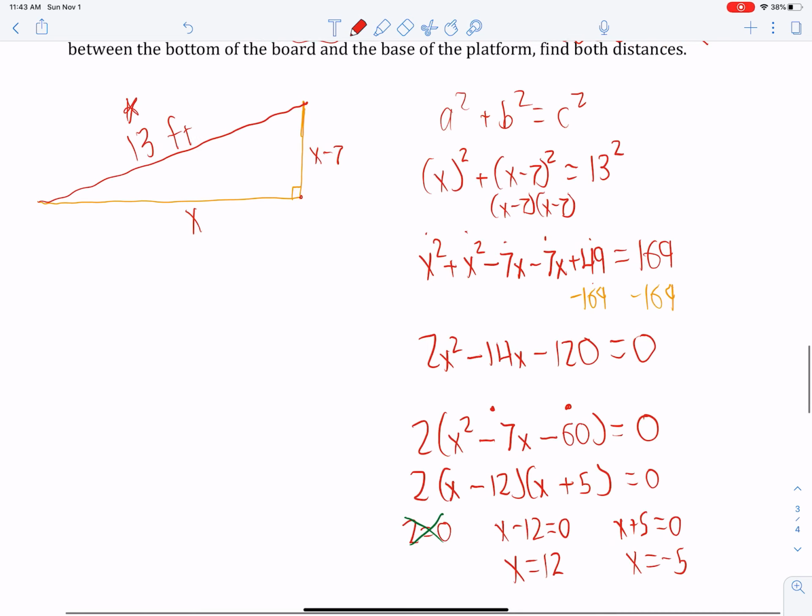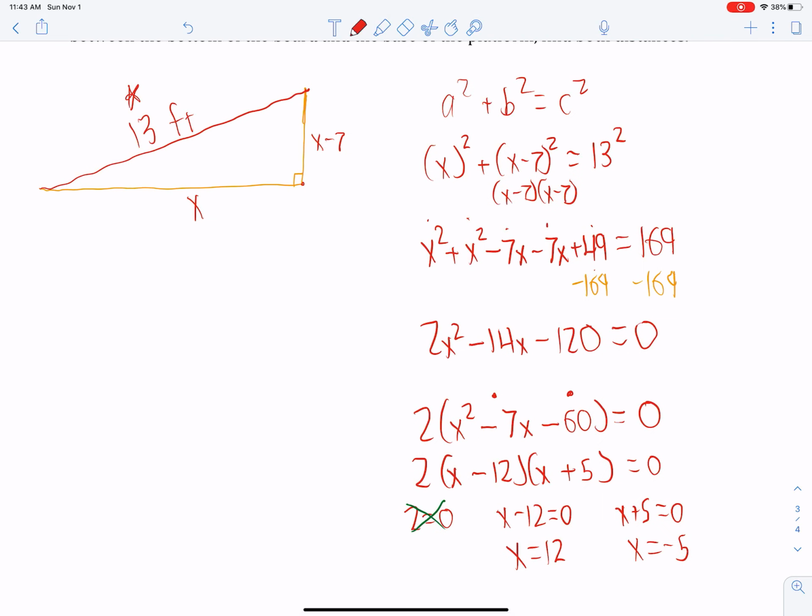Okay. So remember now, x stands for a distance. And as we've talked about before, negative distances don't make sense. So I can completely ignore that x equals negative 5 answer. And my answer is going to be that x, then, our only one left, is 12. x is 12 feet. And then that x minus 7, when you subtract 7 from it, you would get that that last side of your triangle is 5 feet.